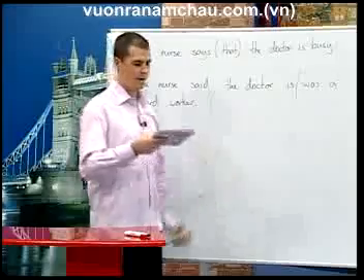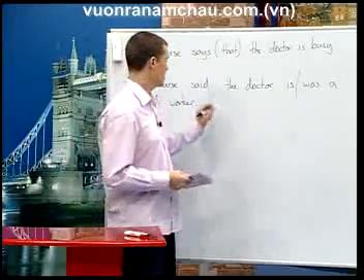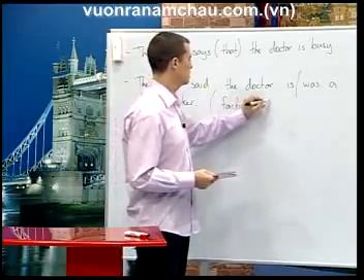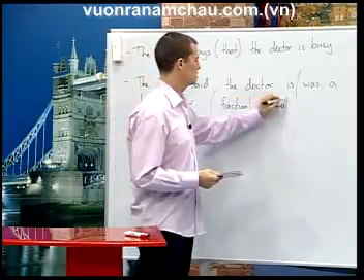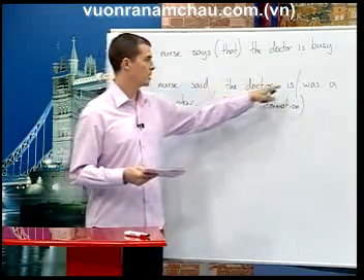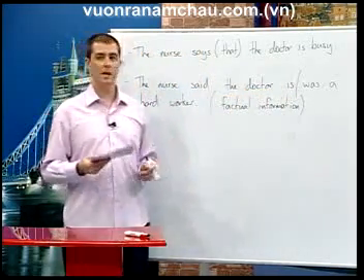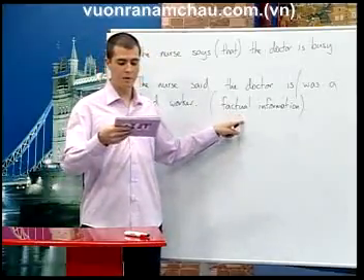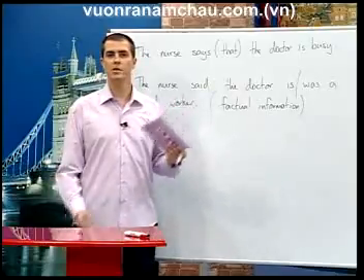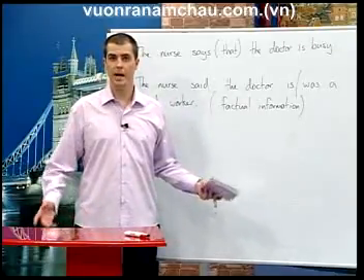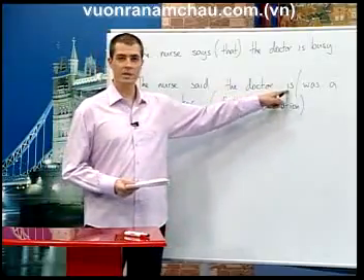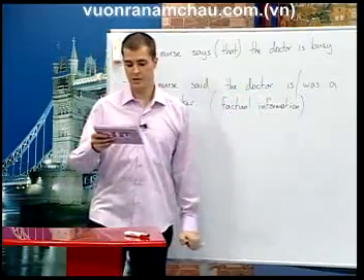Now, when the noun clause gives factual information, when the noun clause, the doctor is a hard worker or the doctor was a hard worker, this is factual information. That means it is true in general. The doctor is always a hard worker. He's a hard-working doctor. We can use either the present simple or the past.